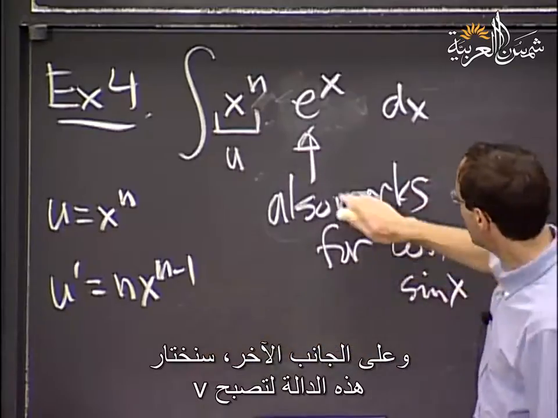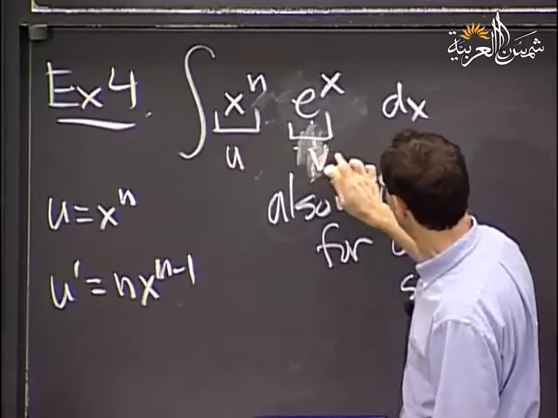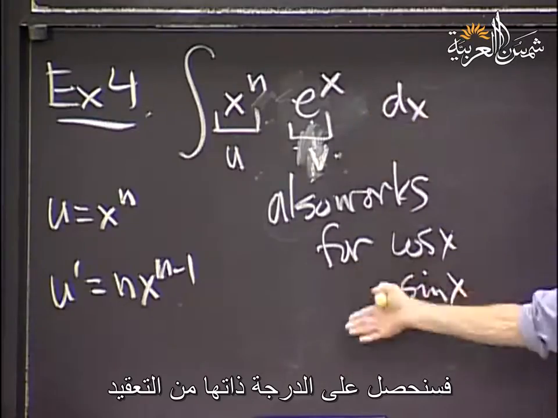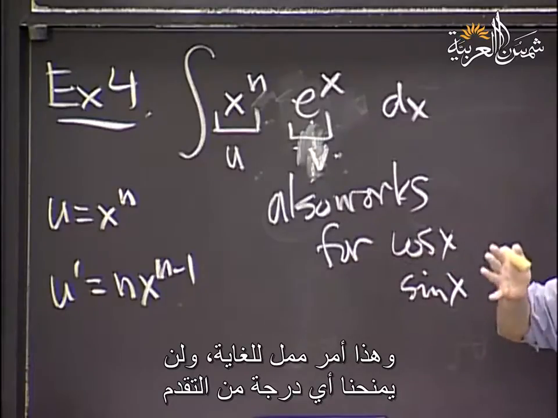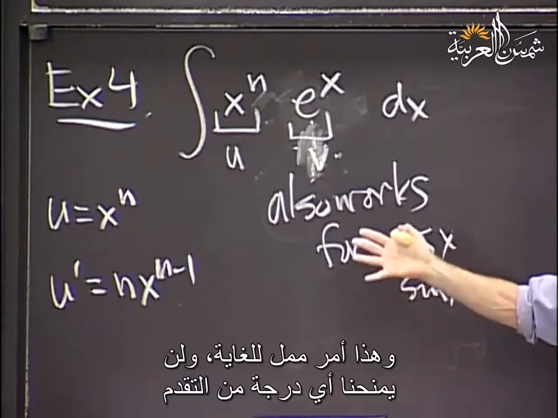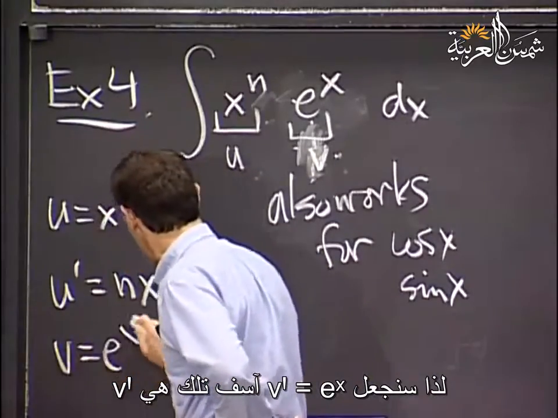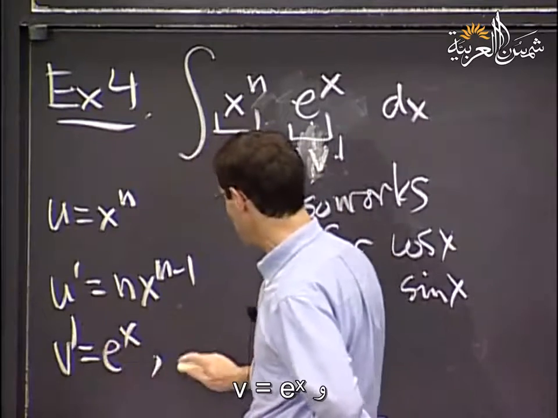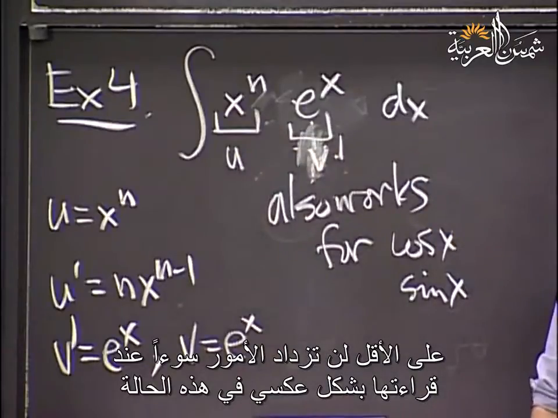On the other hand, this function here is going to be what I'll use for v. And if I did it the other way around and I differentiated that, I would just get the same level of complexity. Differentiating e to the x just gives you back e to the x. So that's boring. It doesn't make any progress in this process. And so I'm going to instead let v prime be e to the x. And then v is e to the x. At least it isn't any worse when I went backwards like that.